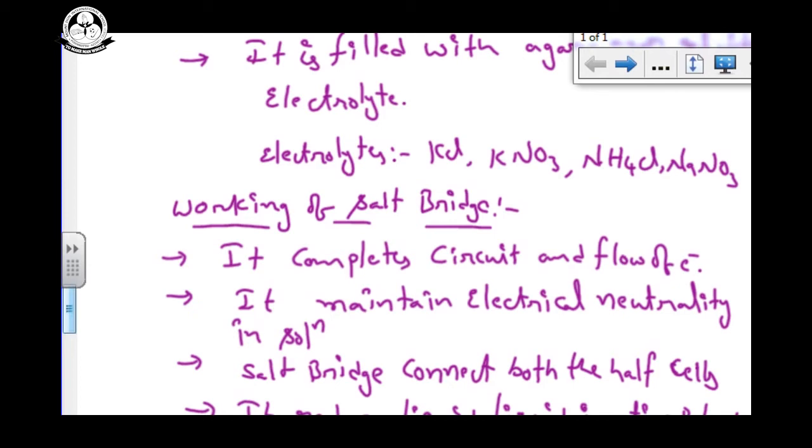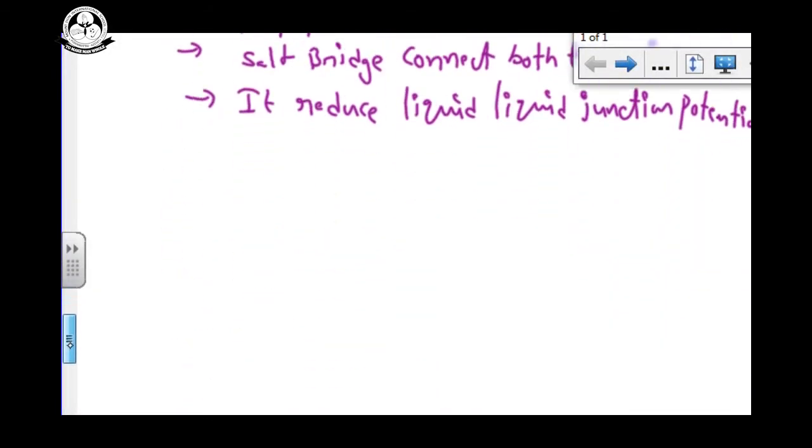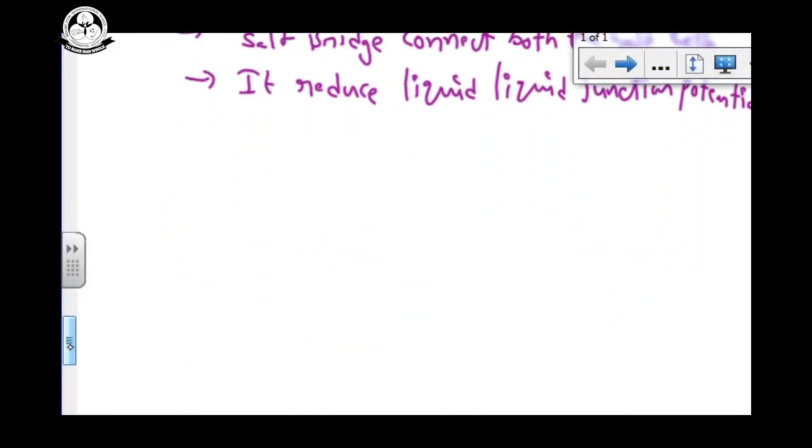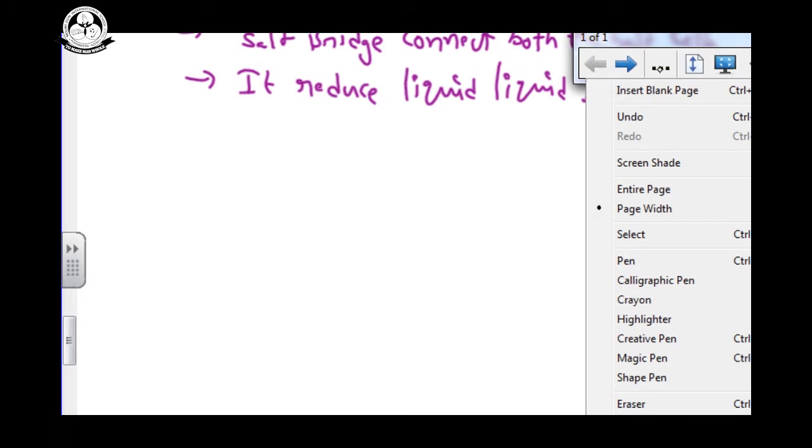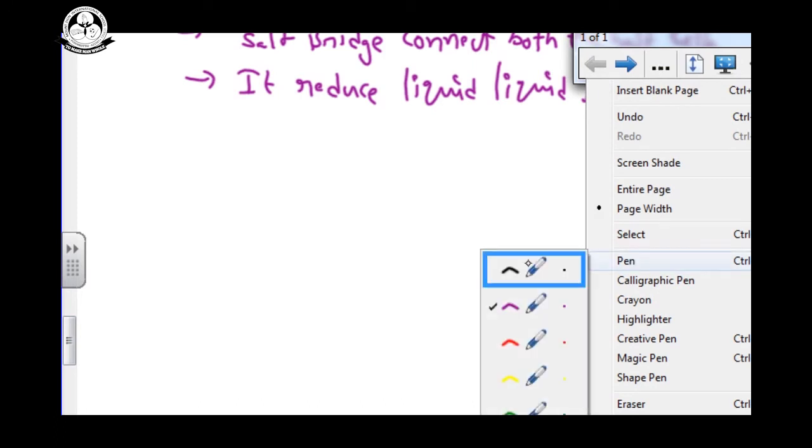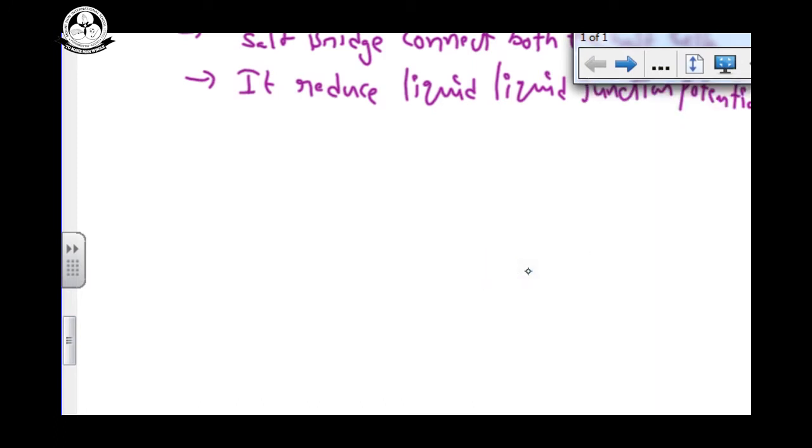Okay. Now see carefully what we are going to write in the galvanic cell. Whatever we are discussing in all these three parts, now we are going to match all these three parts. Again I am saying, the construction of the galvanic cell.